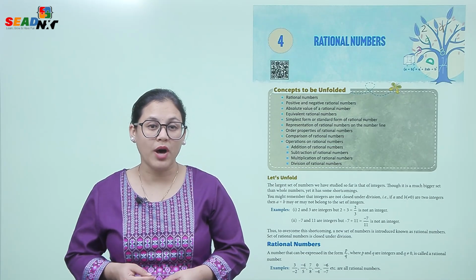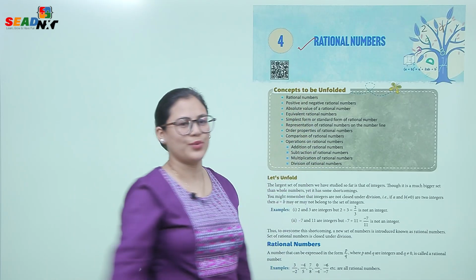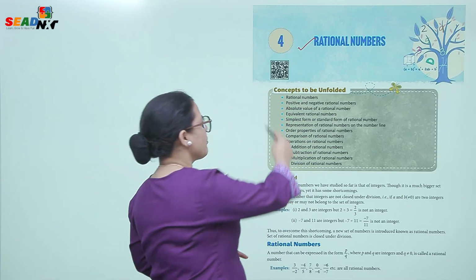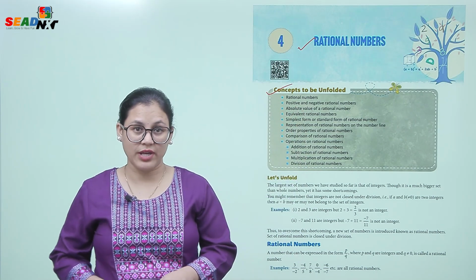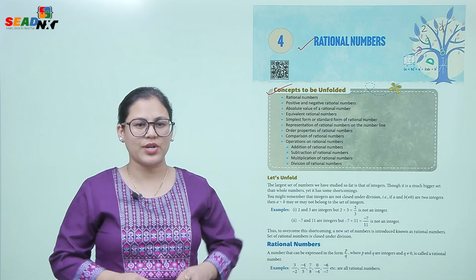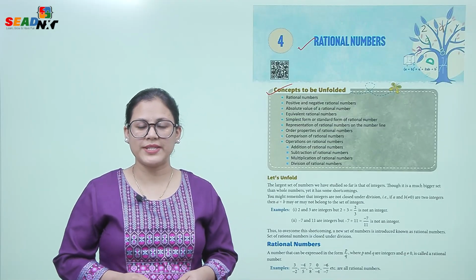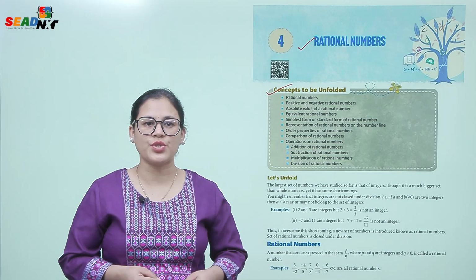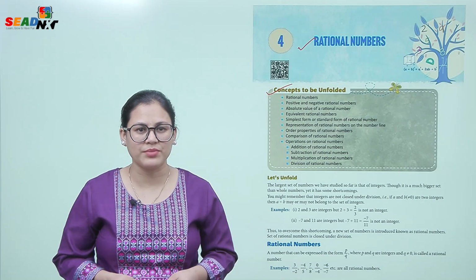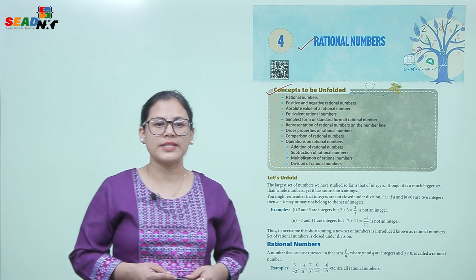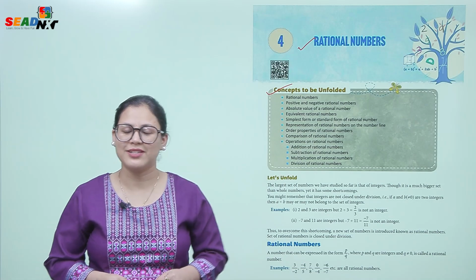Today we are going to talk about rational numbers. Okay, so let's get started. Today's chapter, rational numbers. Concepts to be unfolded: rational numbers, positive and negative rational numbers, absolute value of a rational number, equivalent rational numbers, simplest form or standard form of a rational number, representation of rational numbers on the number line, order properties of rational numbers, comparison of rational numbers, operations on rational numbers, addition of rational numbers, subtraction of rational numbers, multiplication of rational numbers and division of rational numbers.